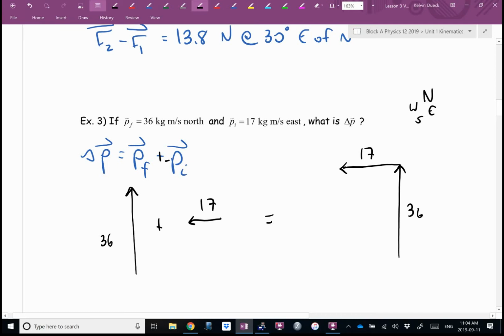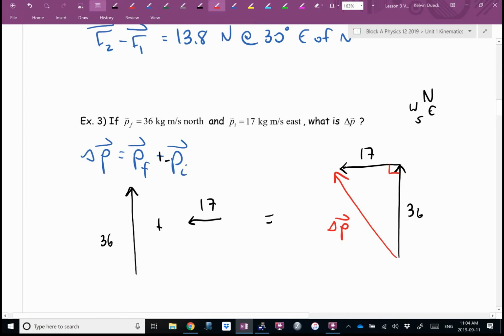Kira, which way is the resultant going to point? Up and left or down and right? Always from the tail of the first vector to the tip of the second vector. Sadly, it's going to be up and left. That's okay. This is new. This is the Physics 12 stuff. And I'm going to label it delta P, because that's what we call change in.